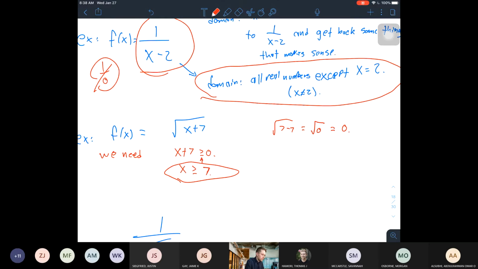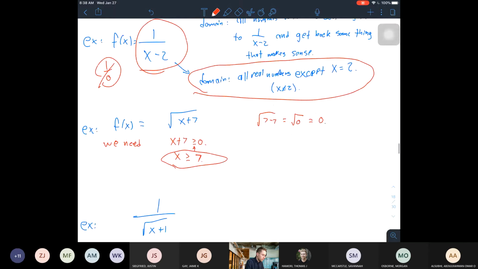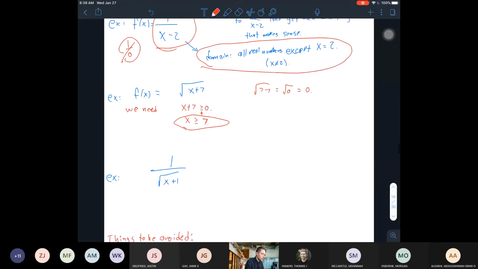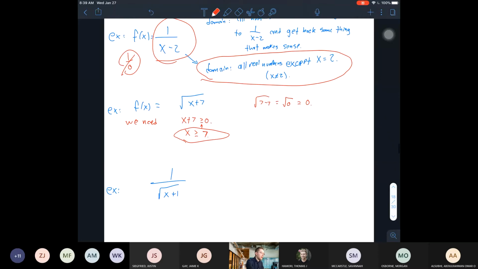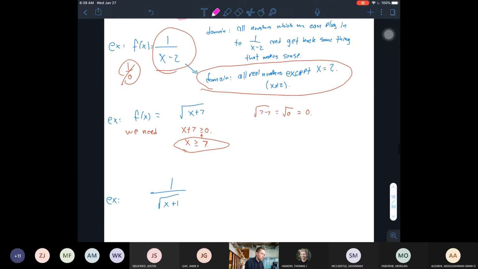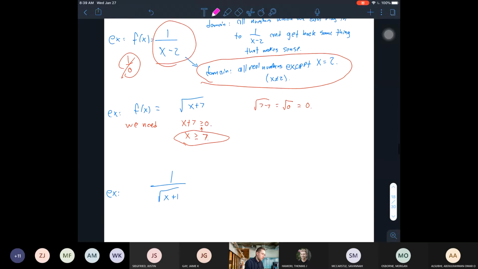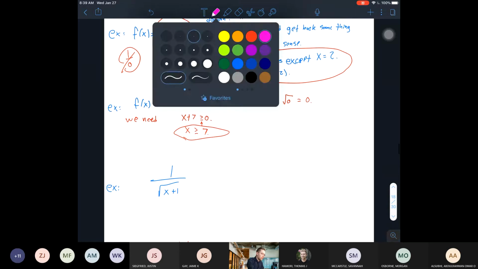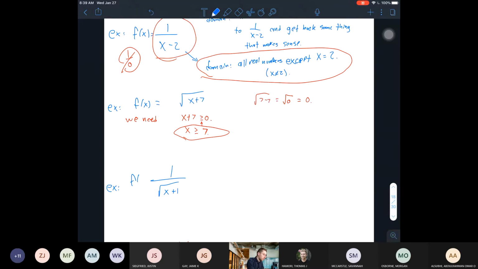Great. So let's try this one together. This one, I think we're going to need to combine both of our two tricks here to find out what the domain of this function should be. So we've got f of x is equal to 1 over the square root of x plus 1.